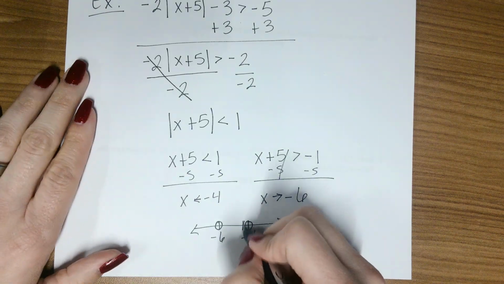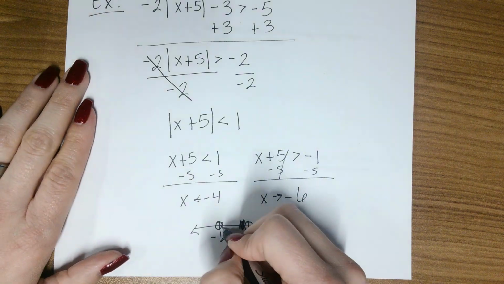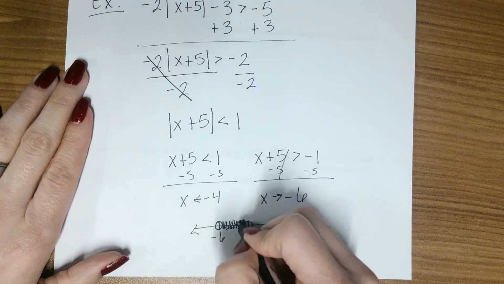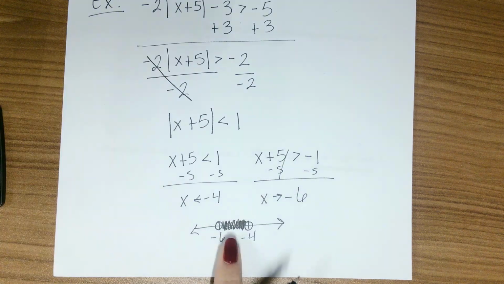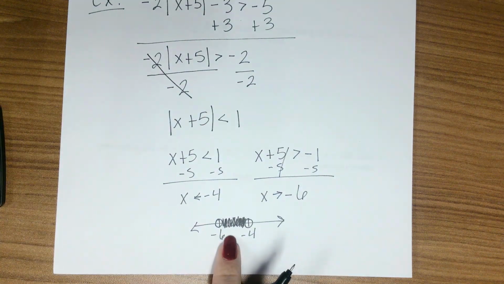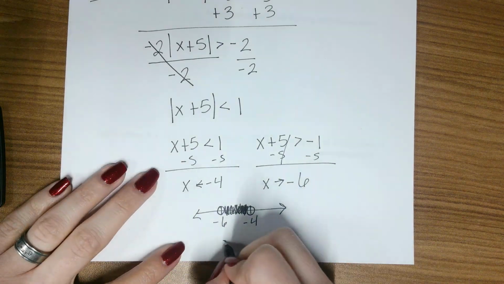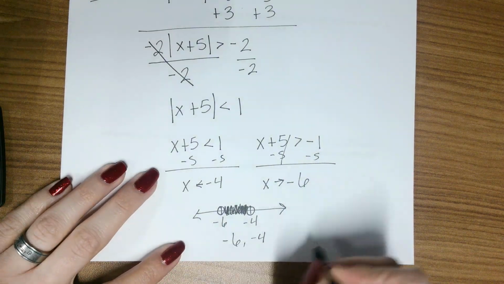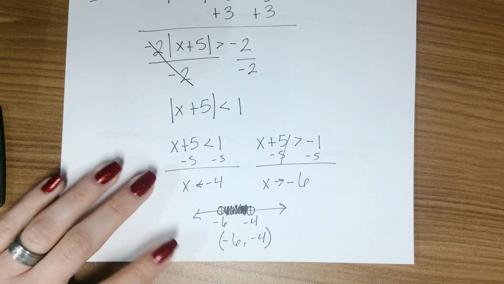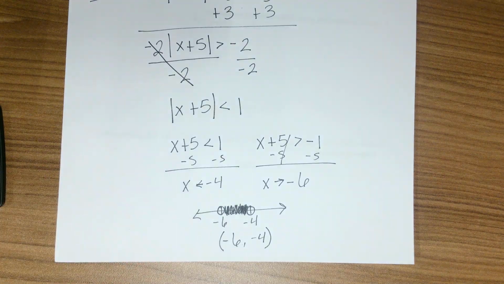And we see if I shade to the left from -4 and to the right from -6, they will meet up here in the middle. So I'll only have one shaded area, which means one interval from -6 to -4, both open circles, so I get parentheses. And there's my solution to this absolute value inequality.